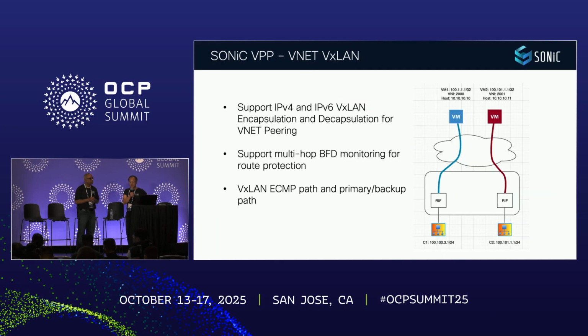We recently introduced the VNet VXLAN data plane feature into SONiC-VPP. We support IPv4, IPv6, and VXLAN encap and decap. We support IPv4 in IPv4, IPv4 in IPv6, IPv6 in IPv4, and IPv6 in IPv6, all the combinations. Also, it supports multi-hop BFD as monitoring for route protection, as well as VXLAN overlay ECMP path and primary backup path.